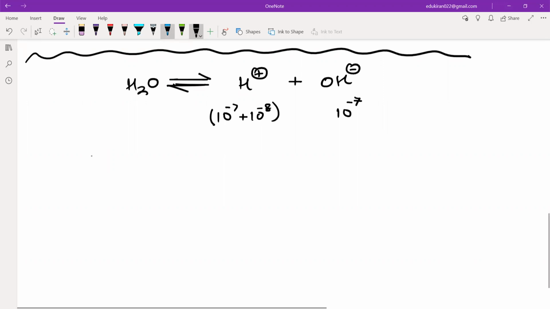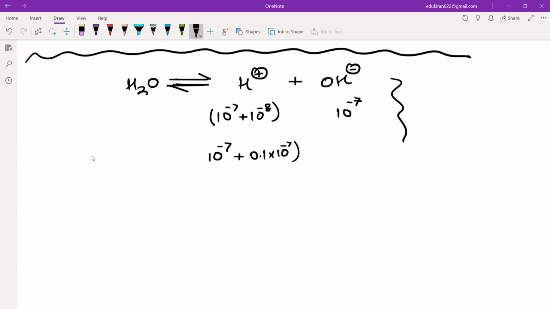So what is going to happen if I have the concentration like this? Now, how are you going to add these two? You have 10 to the power minus 7 and 10 to the power minus 8. So you write 10 to the power minus 7 plus 0.1 into 10 to the power minus 7. And this will be equal to 1.1, if you take 10 to the power minus 7 common.